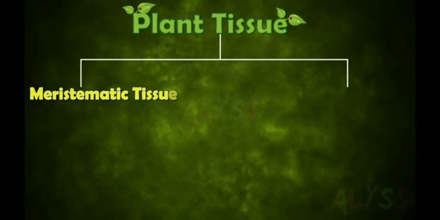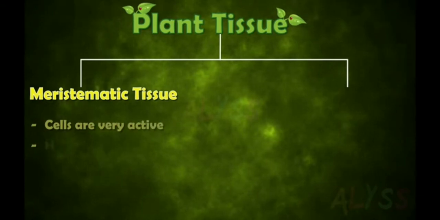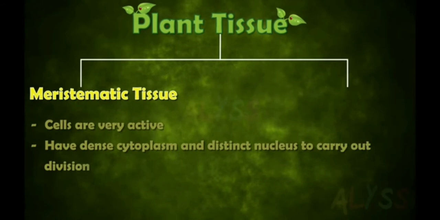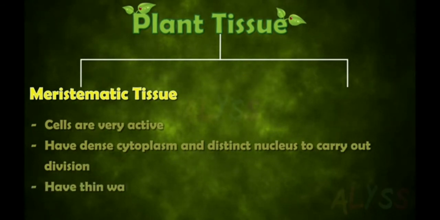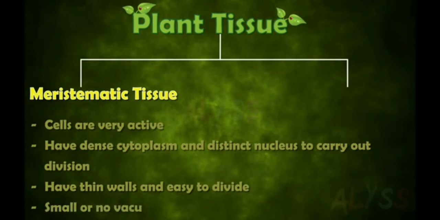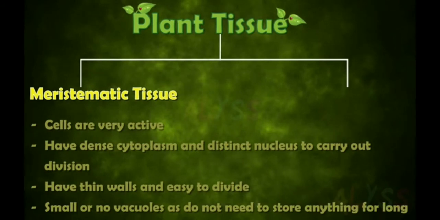There are two types of plant tissues. Meristematic tissues have dividing cells. The cells are very active and have dense cytoplasm and a distinct nucleus to carry out divisions. They have thin walls and divide easily. They have small or no vacuoles, as they do not need to store anything for a long time.